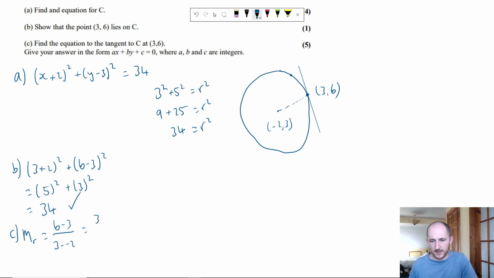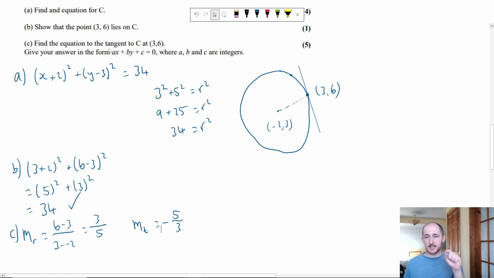So that is 3 over 5. That means that the gradient of the tangent, mt, you flip the fraction, 5 over 3, and then you make it negative. Not bad. Now, again, I actually showed you this new form in the equation of a line video.